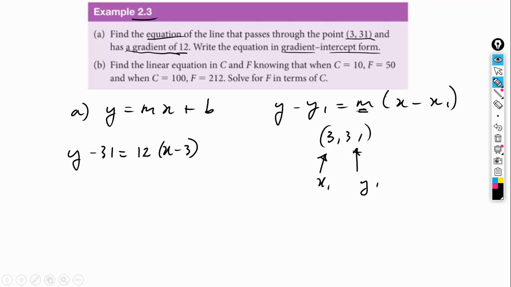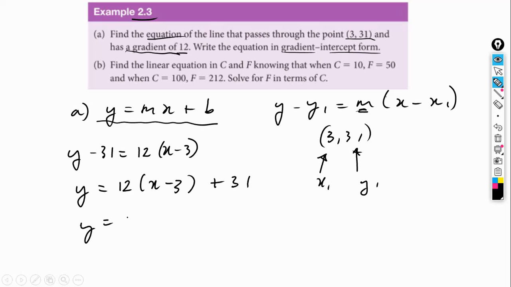Okay, but we're not done because they want us to write the equation in the gradient intercept form, which is this form here. So that means that we have to rearrange this for y. So notice that we can say that this is the same as y is equal to 12 times x minus 3 plus 31. And then y is equal to 12x minus 12 times 3, which will be minus 36, and then this plus 31. So notice that we're going to get that y is equal to 12x minus 5.